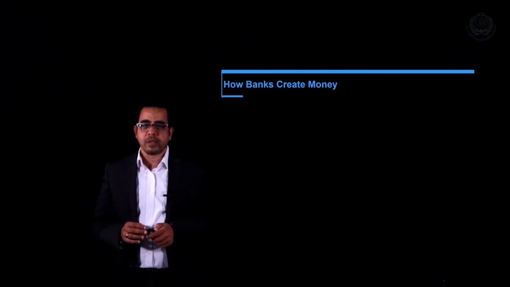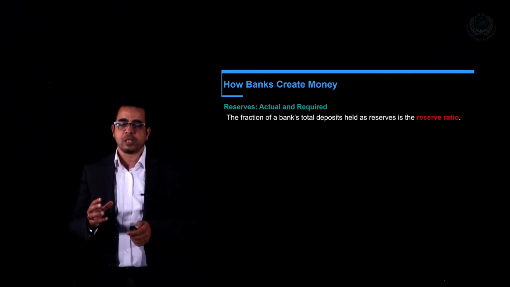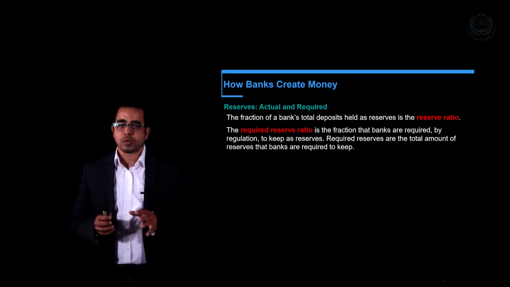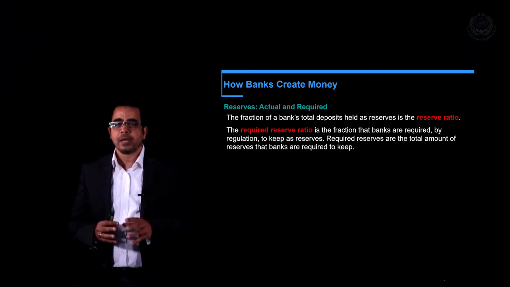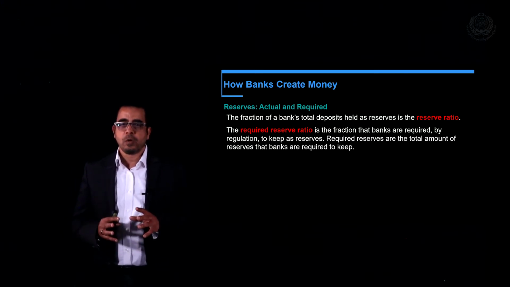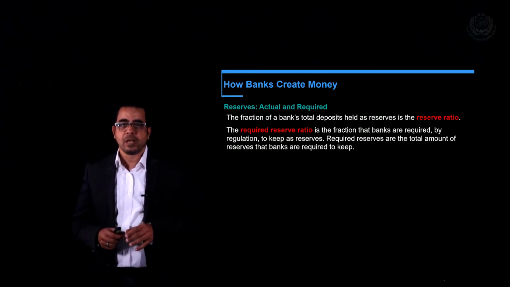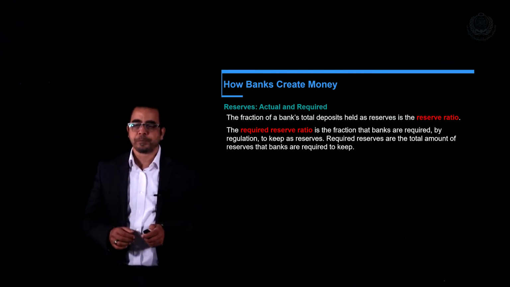In order to understand this, let me remind you that the bank is mandated to keep part of its deposits in cash. This part of its deposits that it has to keep in cash is determined by the reserve ratio, which is set by the central bank. So this ratio is called the required reserve ratio, which is a percentage of the deposits that have to be kept in cash and cannot be loaned.